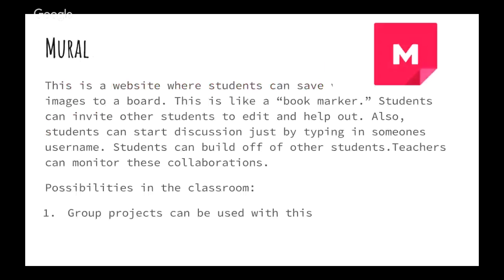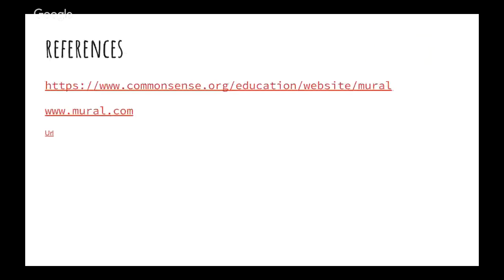Mural is a website where students can save images to a board. This is like a bookmarker. Students can invite other students to edit and help out. Also, students can start discussions just by typing in someone's username. Students can build off of other students. Teachers can monitor these collaborations. In the classrooms, group projects can be used with this. This can be found at mural.com.